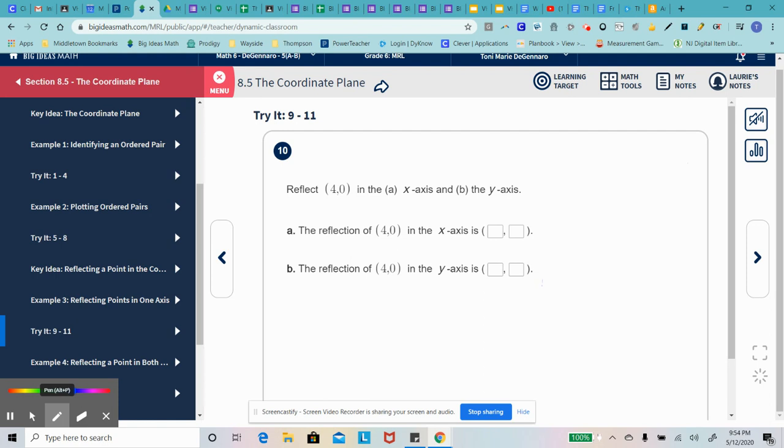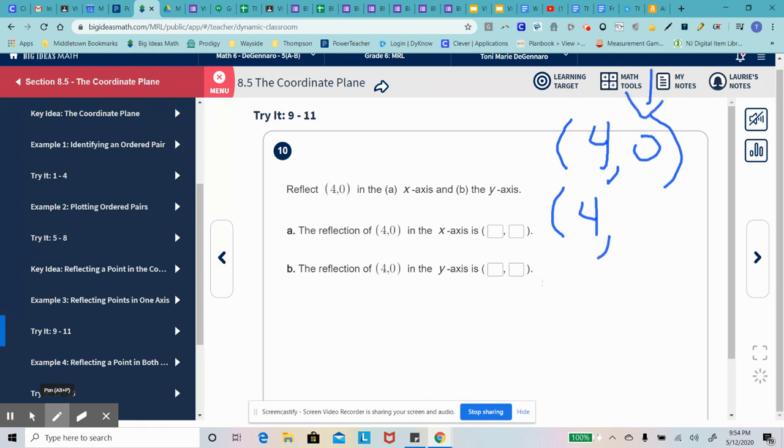Okay, so we are on number 10, and they give us (4, 0). Don't let that 0 trick you. We are going to reflect in the x-axis first. That means we need to keep our x, but find the opposite of our 0. Well, the opposite of 0 is 0. So nothing really changes, okay?